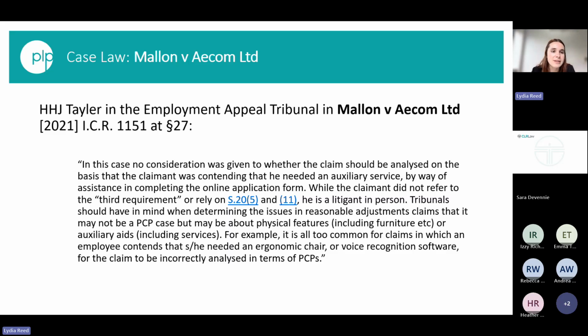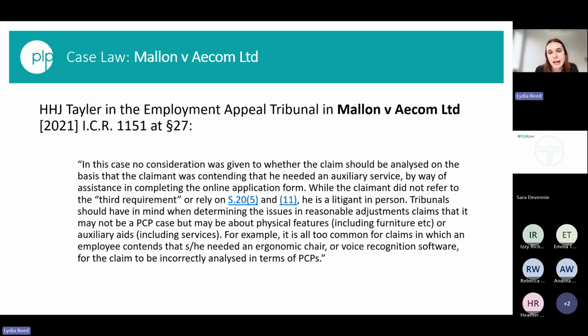So His Honour Judge Taylor explained that often the duty to make reasonable adjustments is analysed as focusing on the first requirement, so PCPs. And he goes on to say at paragraph 27, on the slide here, that no consideration in this particular case was given to whether the claimant needed an auxiliary aid. And the third requirement, as it were, should have been borne in mind.